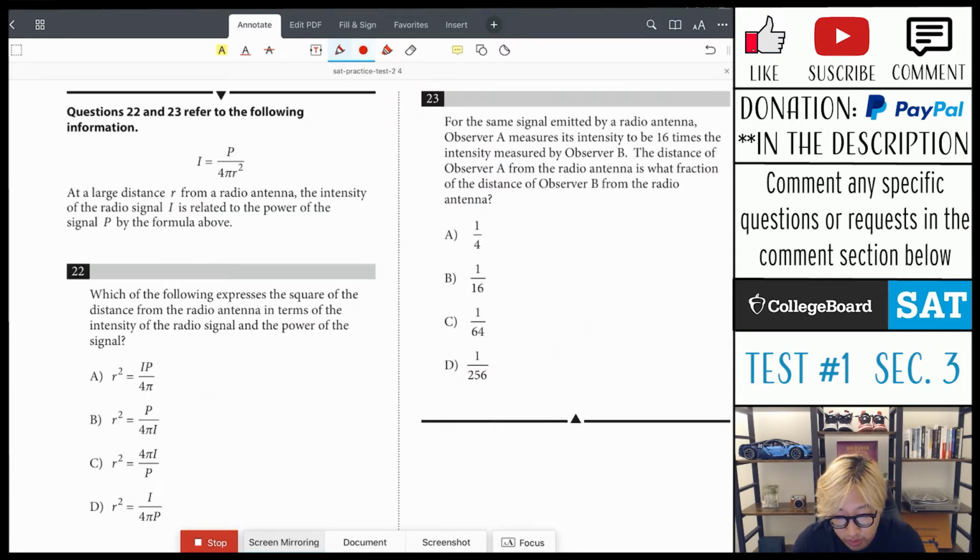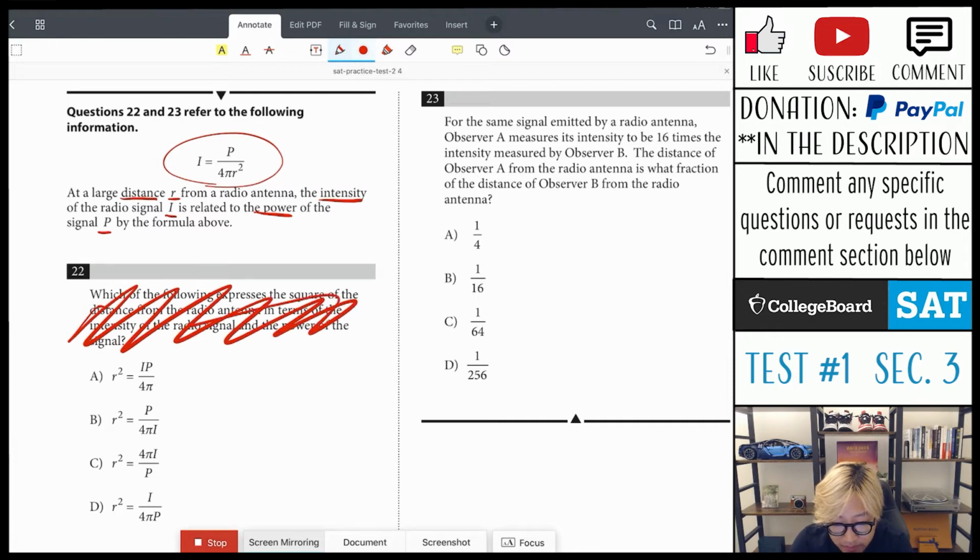Number 22. Questions 22 and 23 refer to the following equation. Well, I'm given this little equation. What are those variables? R is the distance, I is the intensity, and P is the power. Okay, cool. Question 22: which of the following expresses, and so on?